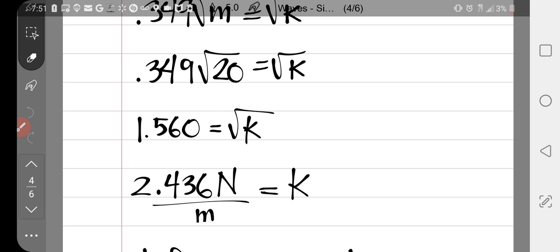0.349 times square root of 20 is 1.560, and that equals the square root of your spring constant. You can do this in your head. Well, you can make an estimate, right?